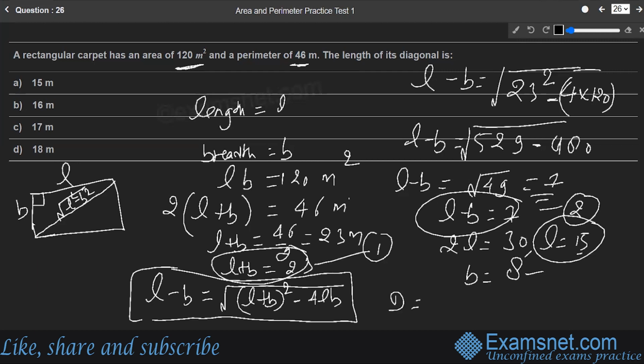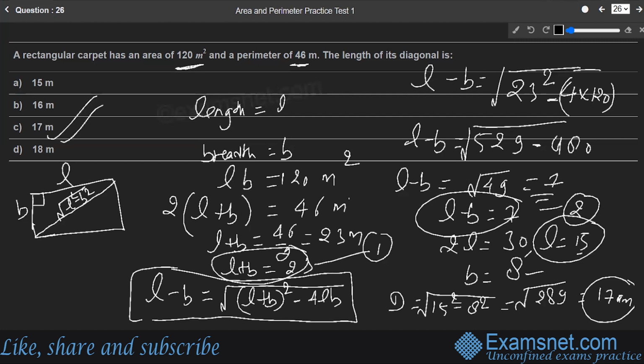So the diagonal's length is under root of 15 square plus 8 square, that is nothing but under root of 289, which is equal to 17 meter. So the length of the diagonal of this rectangular carpet is 17 meter. Let us see, it is available in option number C, so that becomes the right answer.